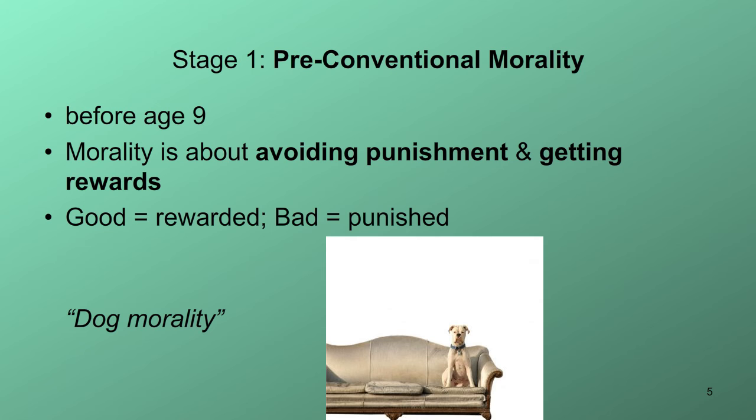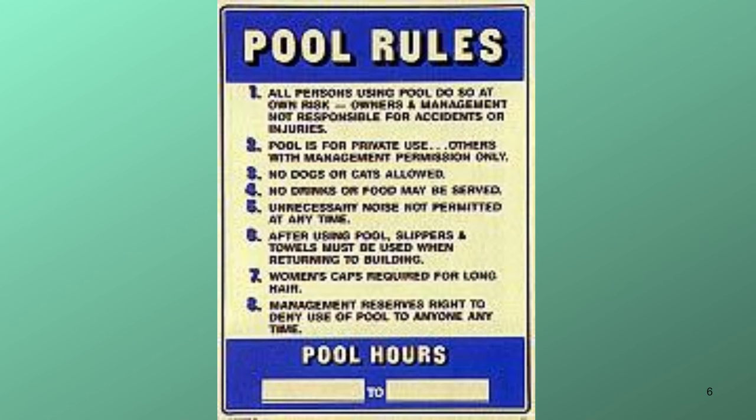After age 9, Kohlberg found a second stage, a second type of reasoning about morality. Next slide. Look at this. A whole set of rules about the pool. Have you seen this sort of thing? Of course you have. You go to a pool, and before you go in, you see all these rules that say don't do this, and don't do that, and don't do the other thing. Pool rules morality is kind of like what I think of when I think of Kohlberg's second stage of morality. Next slide.